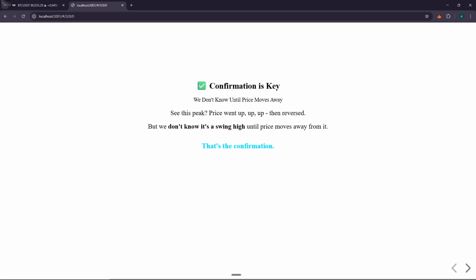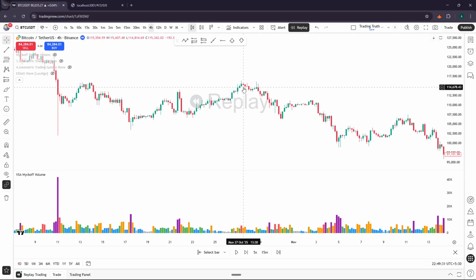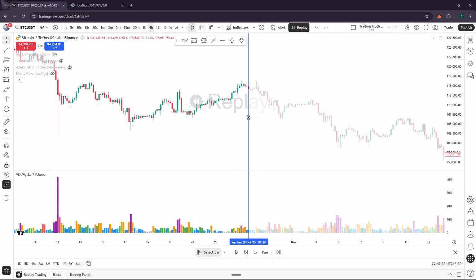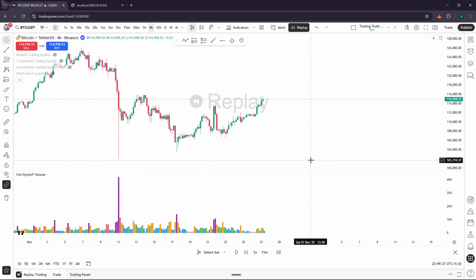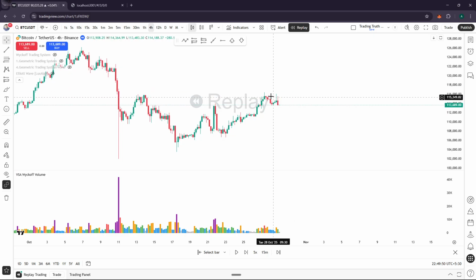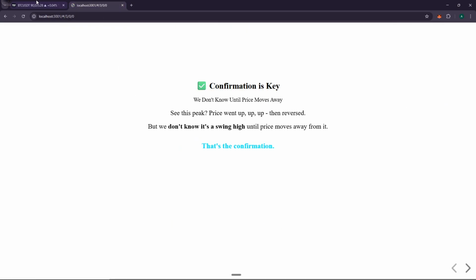Confirmation is key, guys. We don't know until price moves away. See this peak here, I'll actually use bar replay to show you what I mean. If I add candles there, you can see that after a couple of candles, only then can we know that the swing high is formed. Otherwise we are not sure, and that's why we need a confirmation.